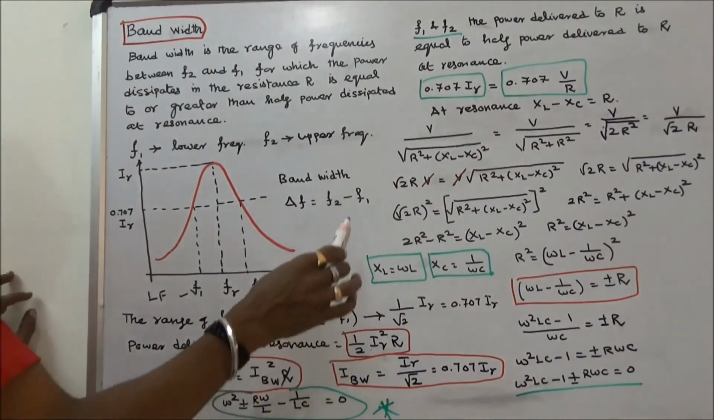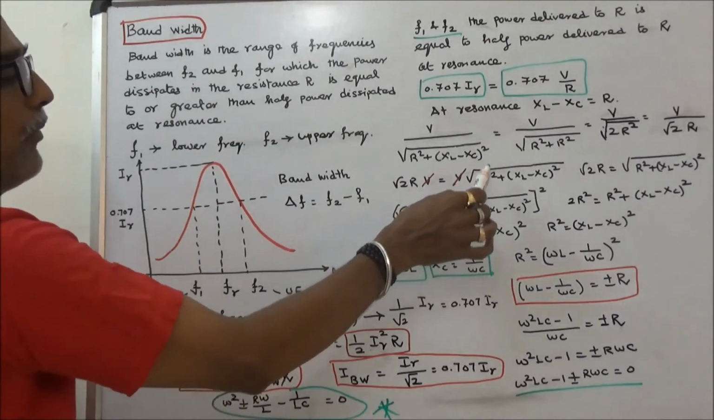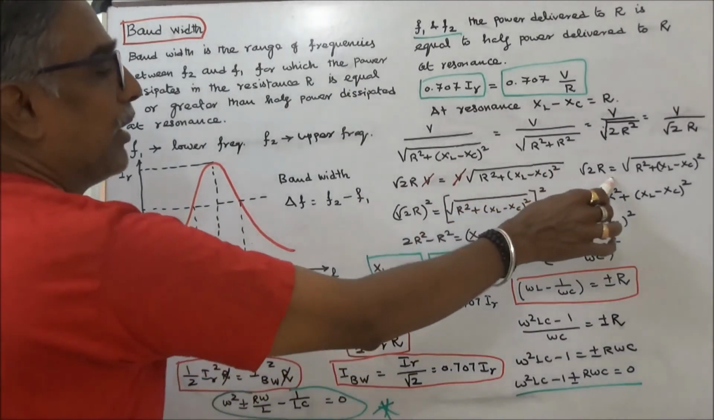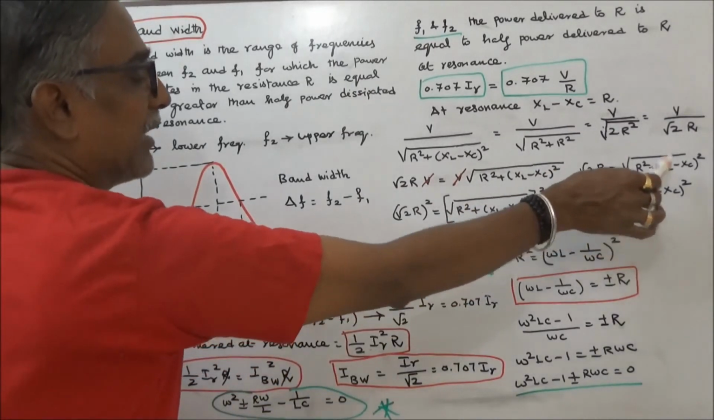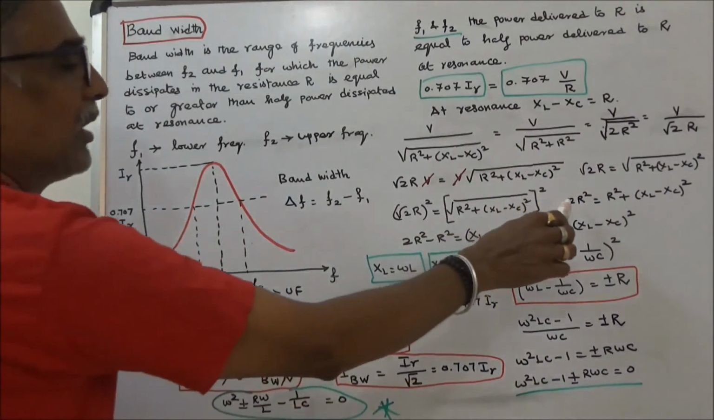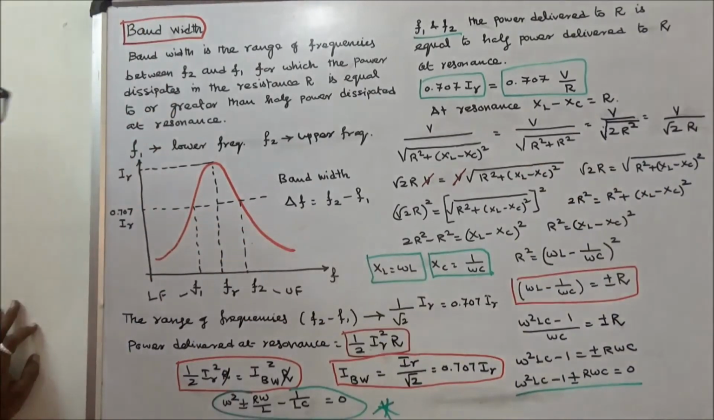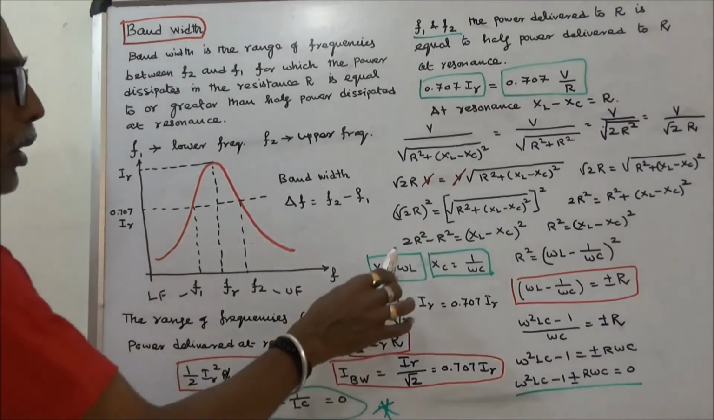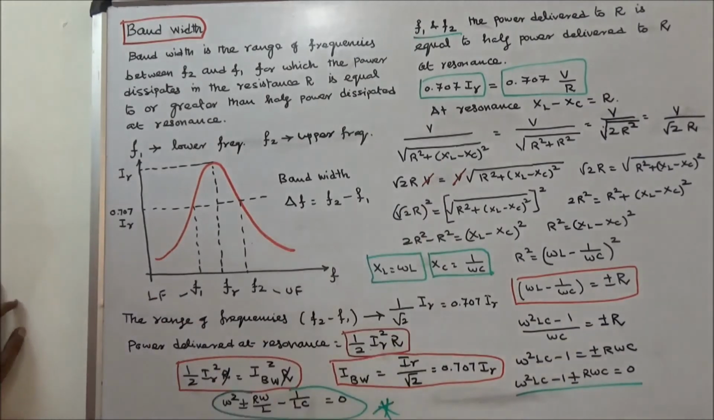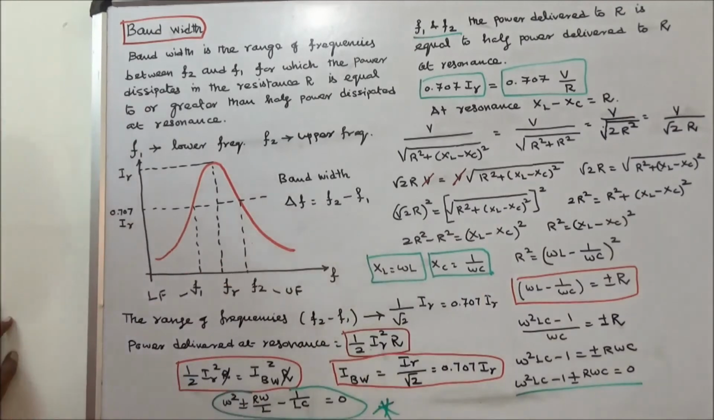Again I equate it, root 2 into R into V is equal to V into root of R square plus XL minus XC the whole square. Here root 2 into R is equal to root of R square plus XL minus XC the whole square. I squared both sides. I got 2R square is equal to R square plus XL minus XC the whole square. Again I simplified, 2R square minus R square is equal to XL minus XC the whole square. R square is equal to XL minus XC the whole square.